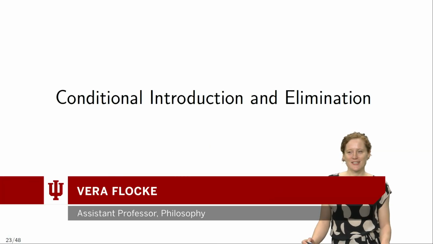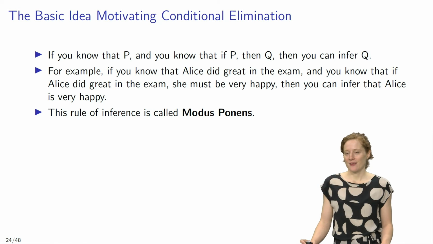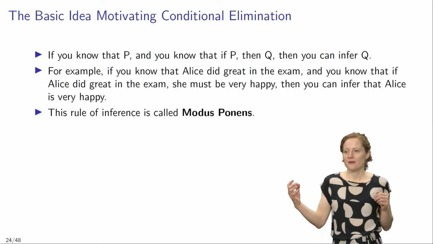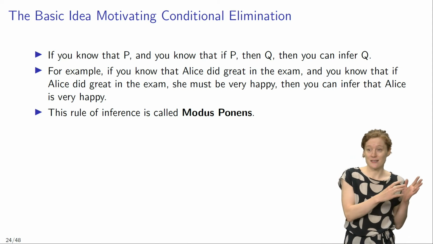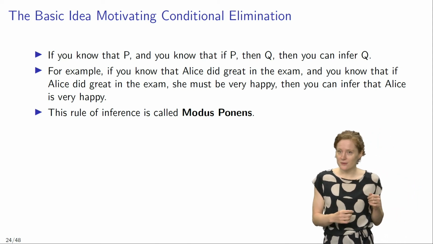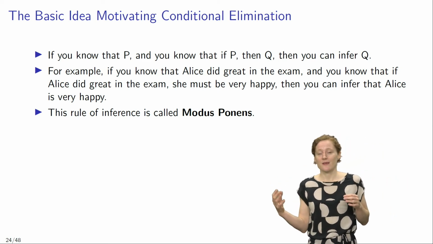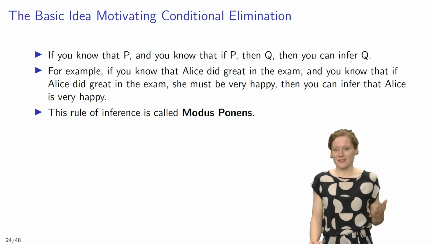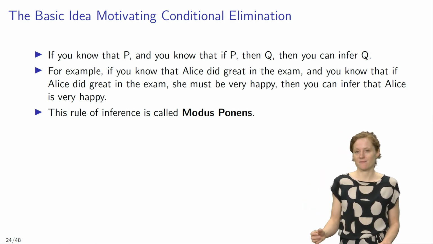Let's talk about conditional introduction and elimination. The basic idea motivating conditional elimination is this. If you know that P, and you also know that if P, then Q, then you can infer Q. So for example, if you know that Alice did great in the exam, and you also know that if Alice did great in the exam, she must be very happy, then you can infer that Alice must be very happy. This is a very famous, often discussed rule of inference, and it has a special name. It is called modus ponens.